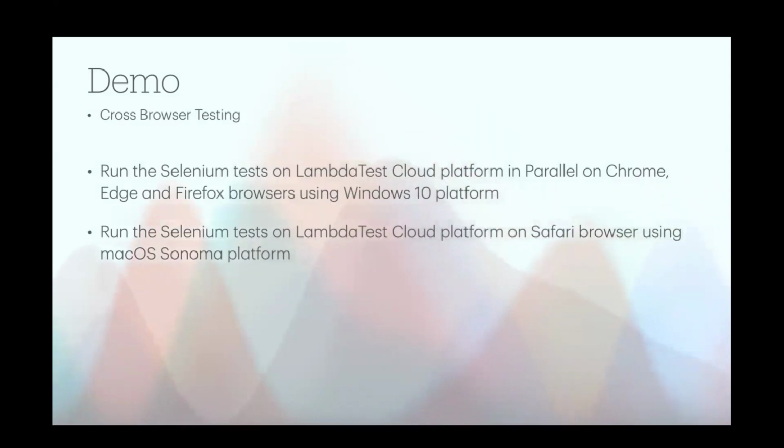Now let's focus on running the demo for cross-browser testing on the LambdaTest cloud platform in parallel on Chrome, Edge, and Firefox browsers using the Windows test platform. And we will also be running the test on the Safari browser, as Safari cannot be run on a Windows machine. So we'll be making use of the macOS Sonoma platform for running those tests.